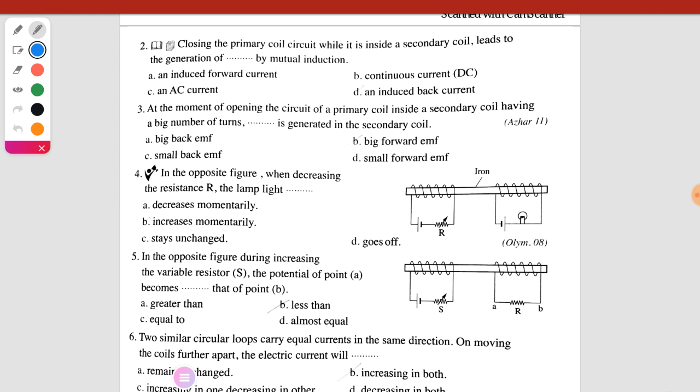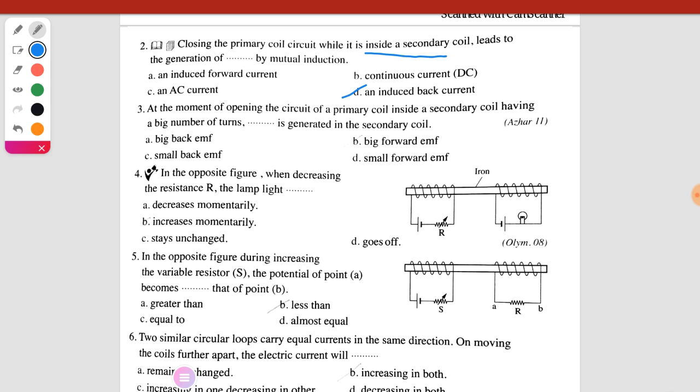When closing the primary circuit while it is inside the secondary, what is generated by mutual induction? Induced forward current, continuous DC current, alternating AC current, or induced backward current. Backward induced EMF and backward induced current are generated in three states: when the circuit is closed, when the current intensity increases, and when the primary coil is inside the secondary coil. In this case, the answer is D, induced backward current.